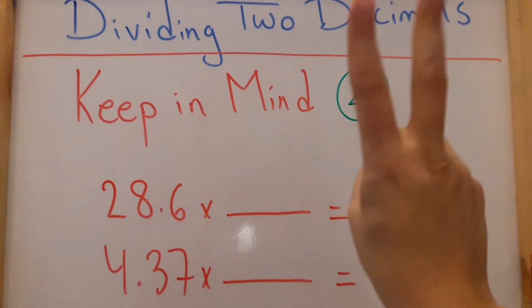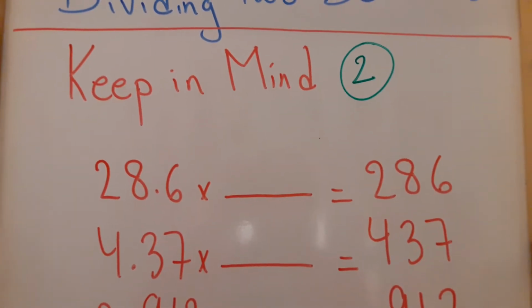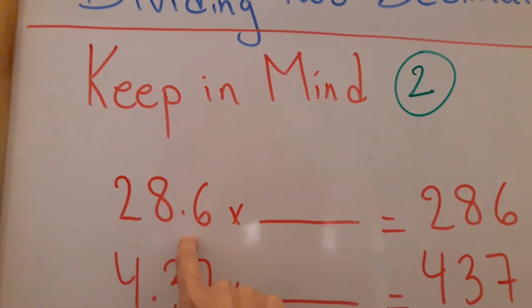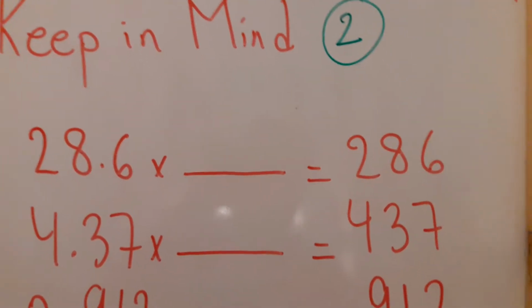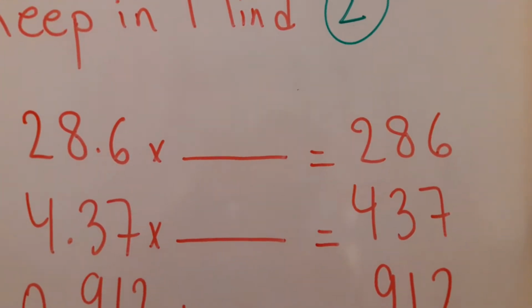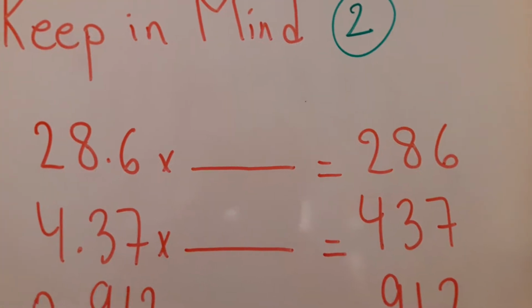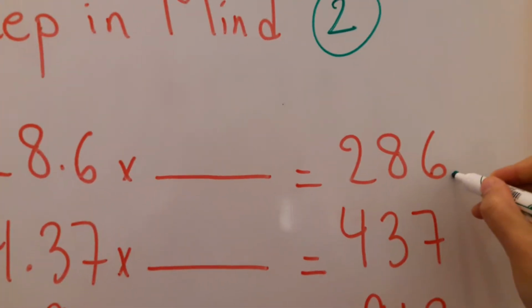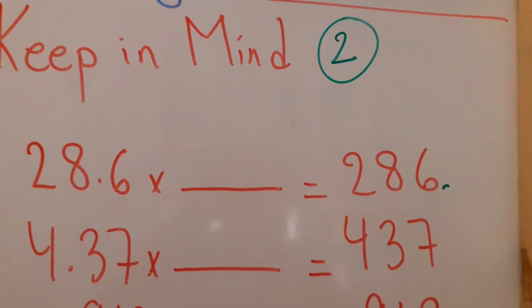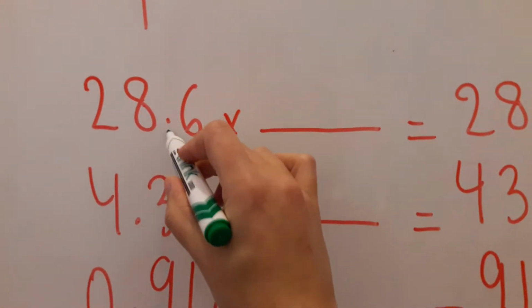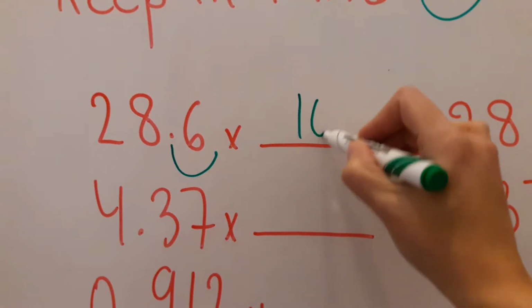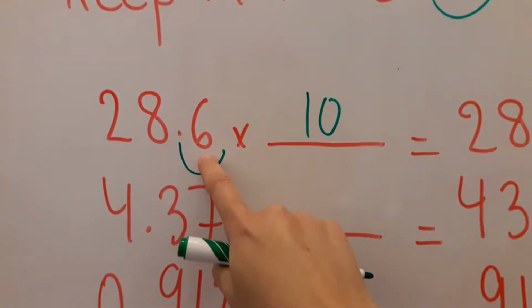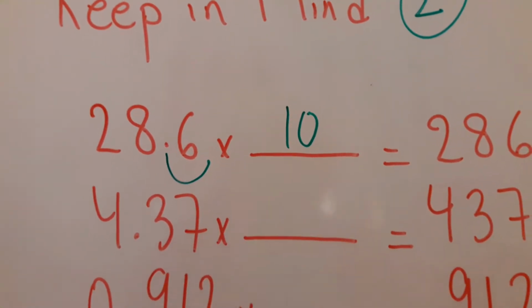Now keep in mind number 2. Okay, 28.6 times what gives me 286. So remember that over here we have a decimal point that I cannot see, right? So the decimal point moved how many places? It moved one place to the right. It means it's times 10. One place, 1 0, times 10.